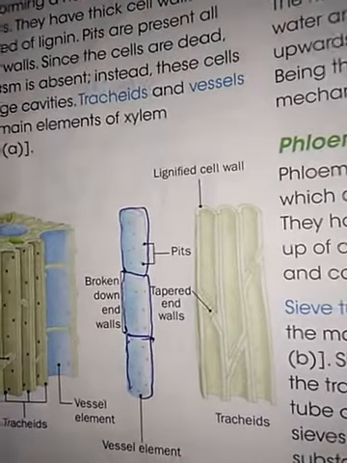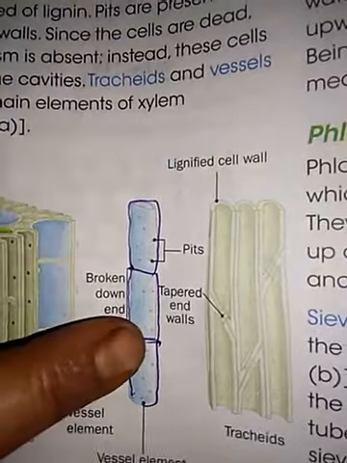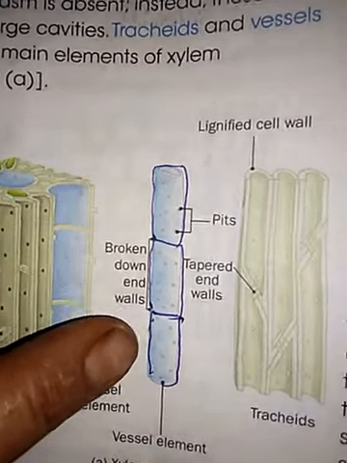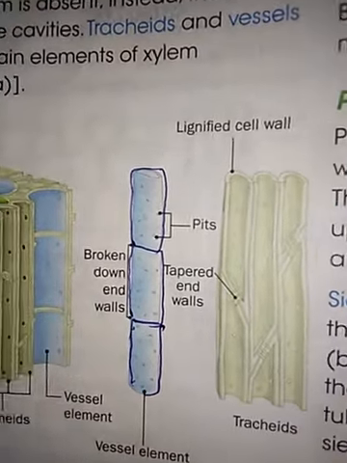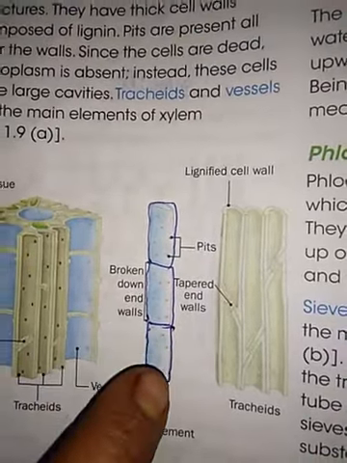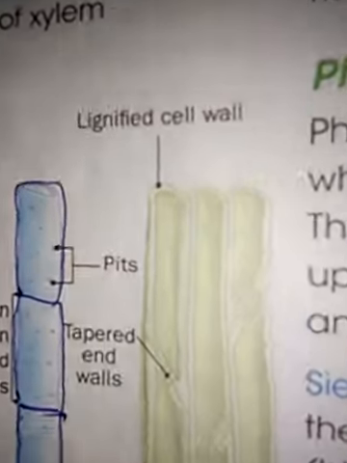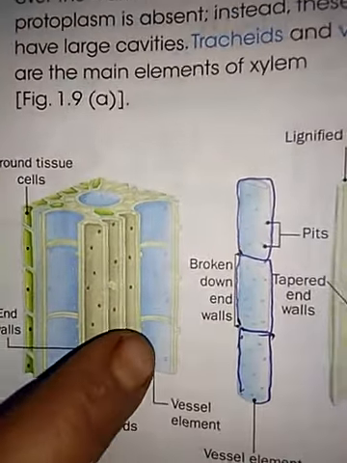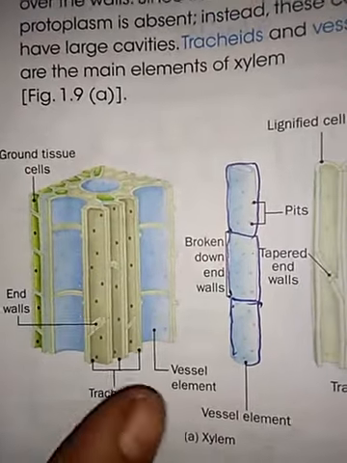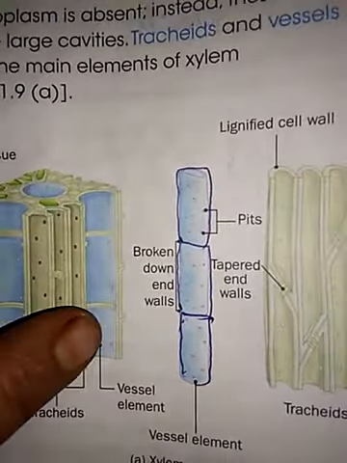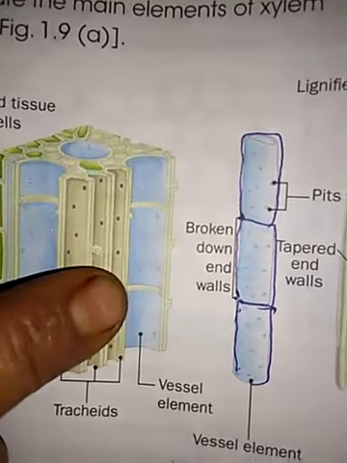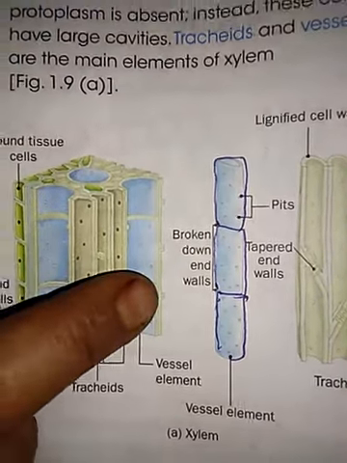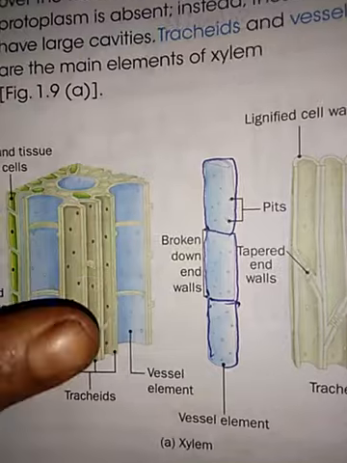What is the use of this segment? The segment is present in the vessel. The segments are used to connect tracheids and vessels. The vessels are joined with tracheids. Yes or no? The segments are used to connect tracheids and vessels. See the picture.